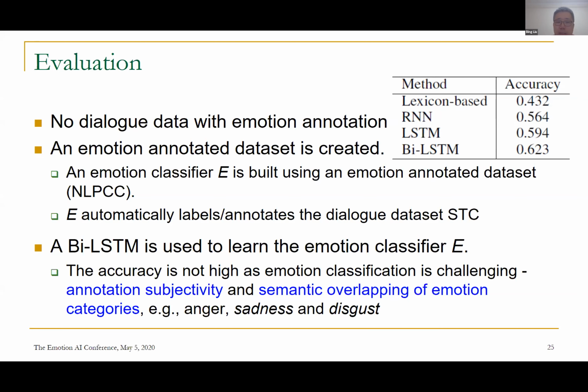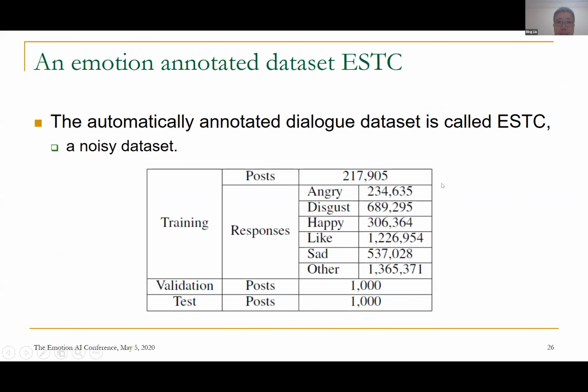It's a dialogue data set. Based on that, we can get this kind of data in the training data, validation data, and test data. You can see the number of different categories of emotions, and also the number of posts over there. And then this is an evaluation.